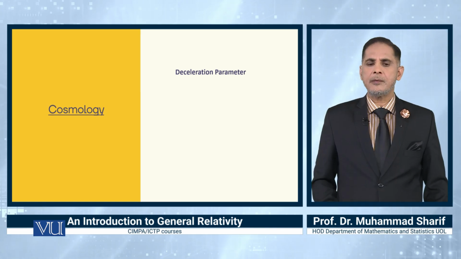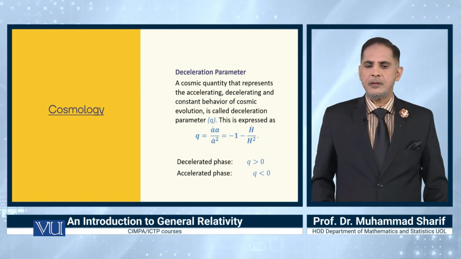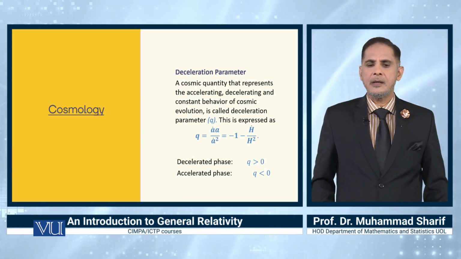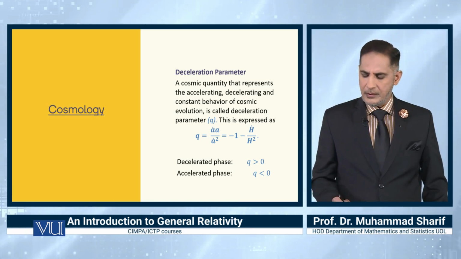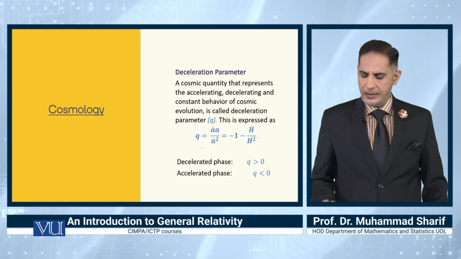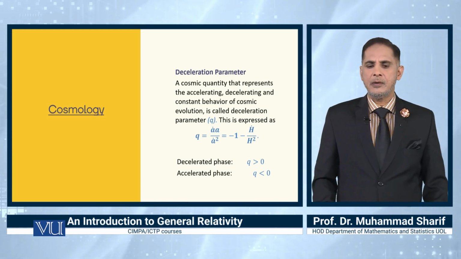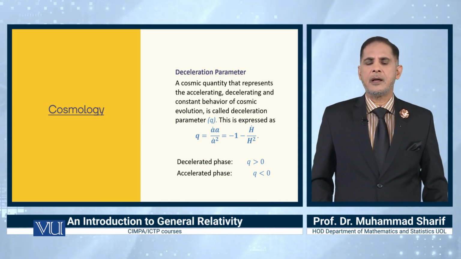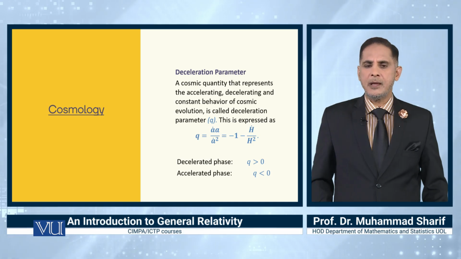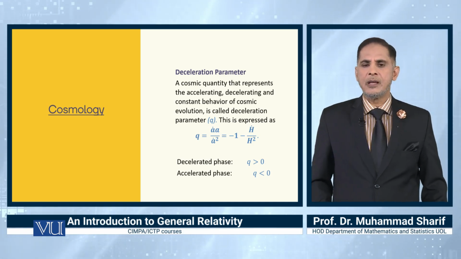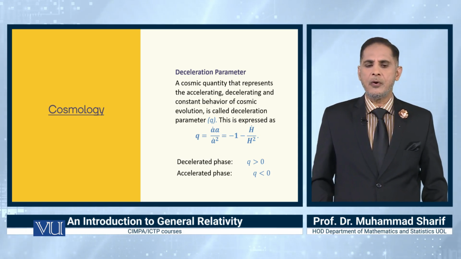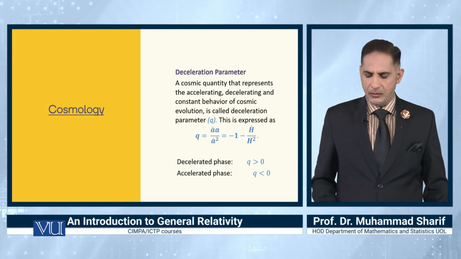Next is the deceleration parameter. This parameter represents the accelerating, decelerating, and constant behavior of cosmic evolution. This is expressed in terms of the Hubble parameter or in terms of the scale factor as follows. Again, we can calculate and check whether it is positive or negative. If it is positive, then we say it is the decelerated phase, while when it is negative, we have the accelerated phase. Obviously, when q is 0, we have no accelerated or decelerated phase, but it is constant.